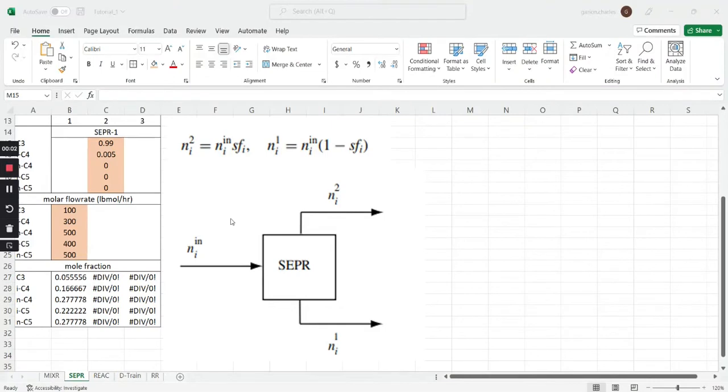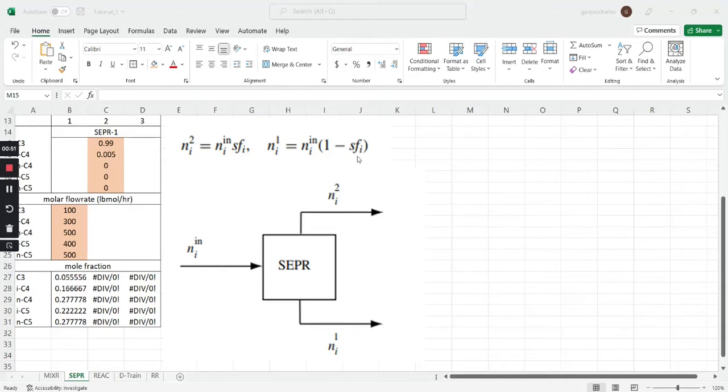The next unit we will be looking at is the separation unit. That can be used to represent any unit where you have a stream splitting into two streams. Examples include distillation, absorption, evaporation, and cyclones. So the idea behind this is when we are interested in finding out how much of each component will be leaving for each individual exit stream based on a particular split fraction.